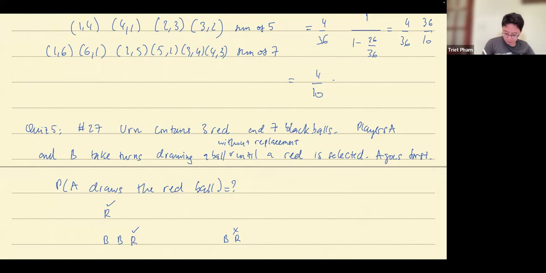All right, so let's ask. For example, this first scenario, A draws a red ball on the first pick. What's the probability of that? A draws a red ball on the first pick. The probability of that is 3/10. And then if not, what should happen? If not, the next scenario should be this: black, black, and red. Correct? And these are mutually exclusive, so we can just add them.